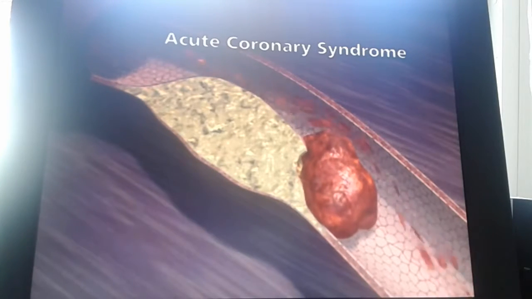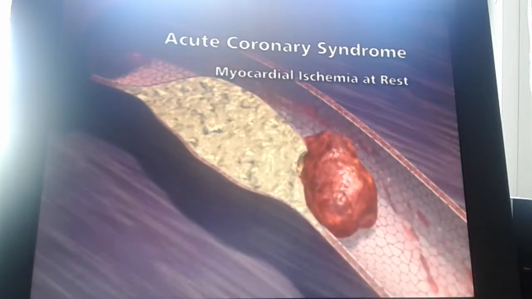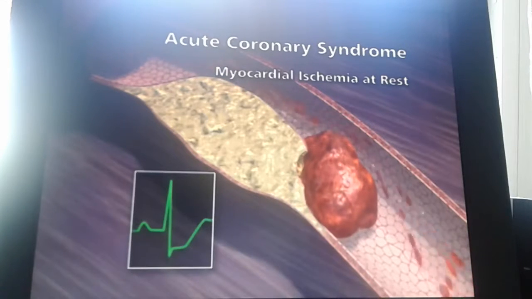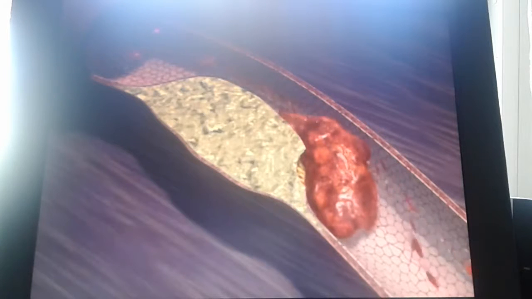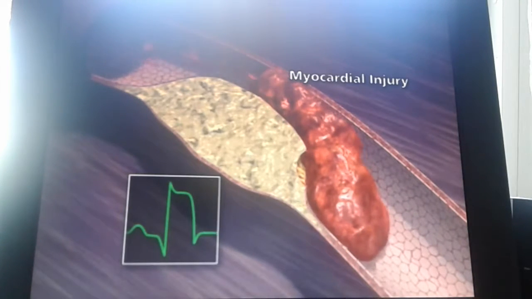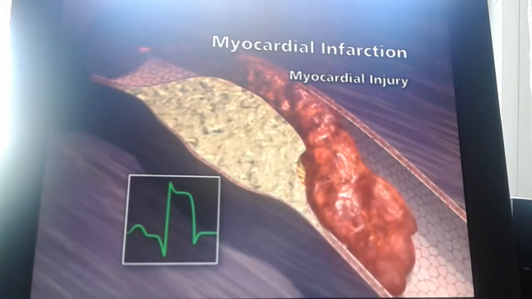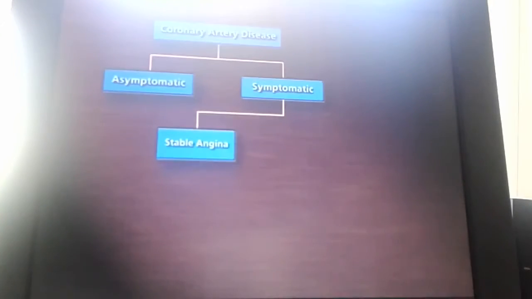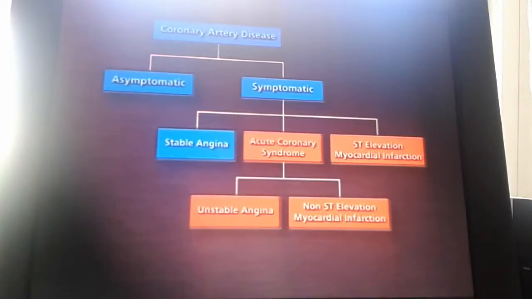With these syndromes, the patient experiences chest pain at rest, and the electrocardiogram shows ST segment depression. In contrast, when the thrombus completely occludes the vessel, the myocardium is injured, and the syndrome of ST segment elevation myocardial infarction develops. In summary, patients with coronary artery disease may be asymptomatic, they can have stable angina, or they can suffer an acute atherothrombotic event.